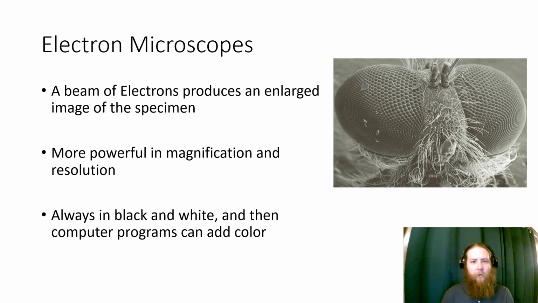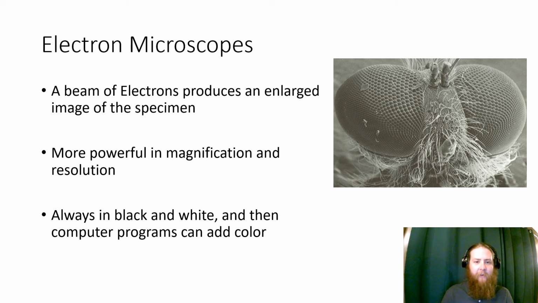Electron microscopes are awesome tools. Instead of using visible light, which is really, really big, it uses a beam of electrons, which is smaller than visible light, to produce an enlarged image of a specimen. So it's more powerful in both its magnification and its resolution. The pictures are always in black and white, though, because we're not using the visible light spectrum. And then with a computer program, we can add color.